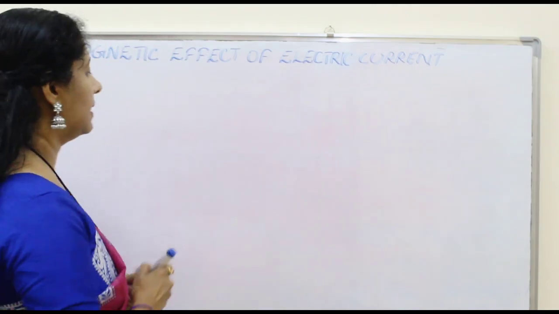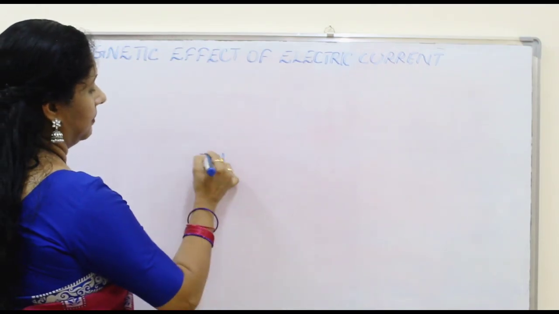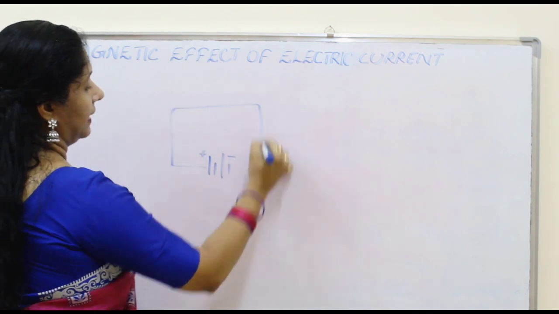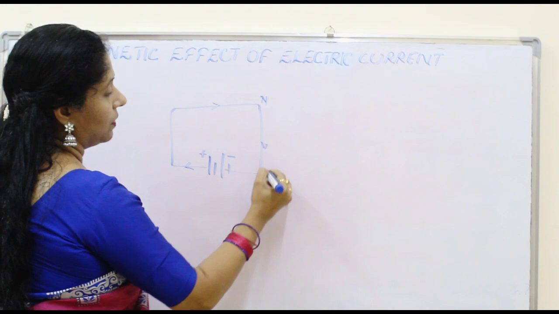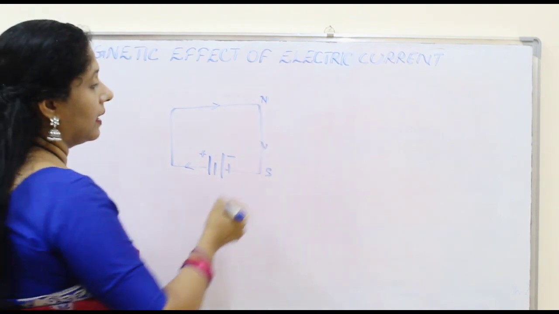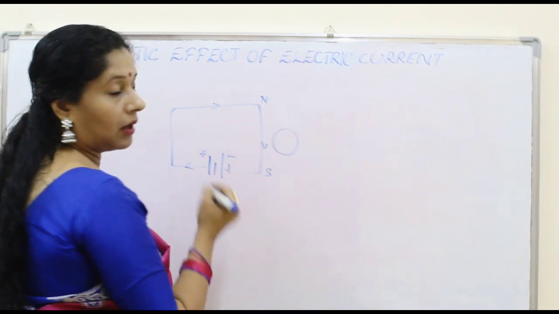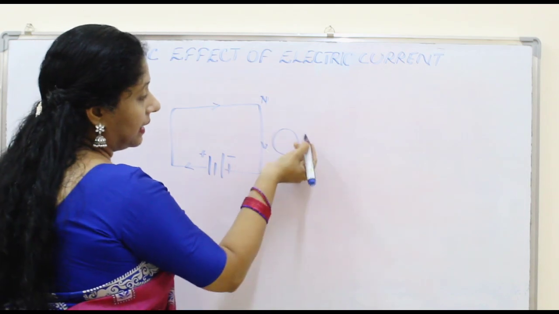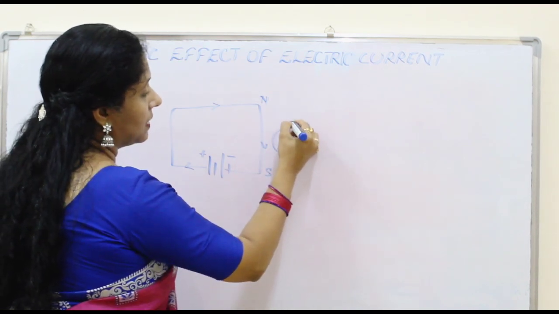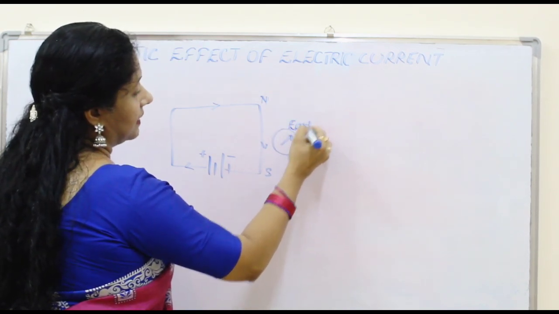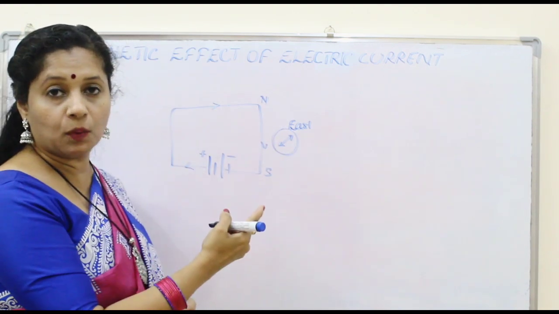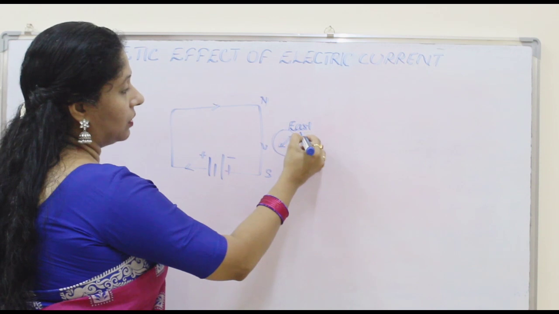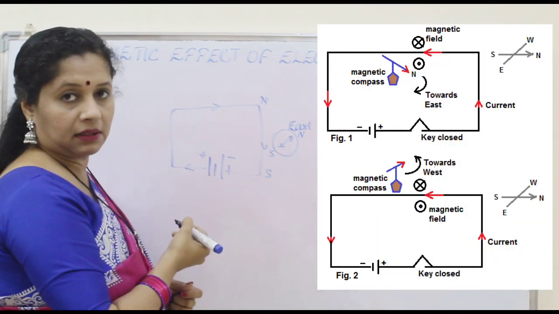Suppose you see in the conductor, plus and minus, like this. So this is north, current is coming from here, flowing in the north to south direction. At that time if you keep the compass needle, you can see that the compass needle is deflecting towards east. That is, the north pole of the compass needle is deflecting towards east. So this is the north of the compass, this is the south of the compass.